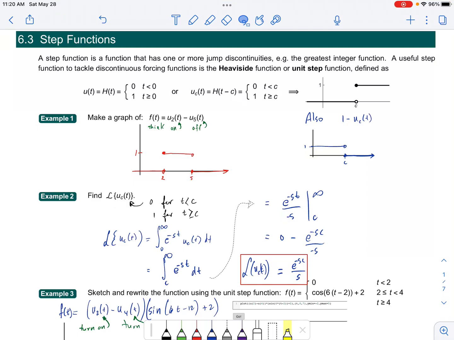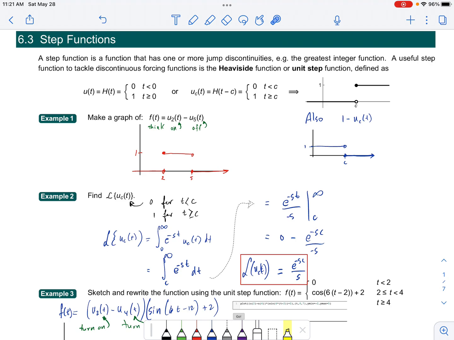Hey there. Here's an overview of what we did out of 6.3 looking at step functions. We started out looking at what the step function is, which is u of t, or h of t, is 0 when t is less than 0, and it's 1 when t is greater than 0.